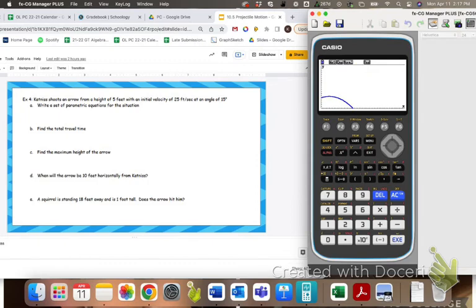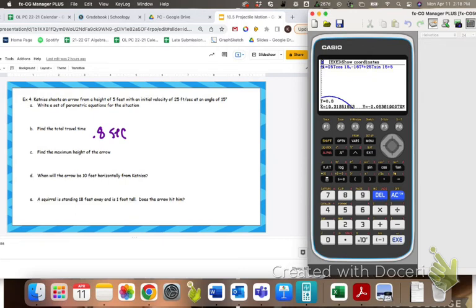All right, so for our total travel time, let's go ahead and trace and get a good estimate. Again, we're looking for when those y's become negative. Those y's are still positive, still positive, still positive, negative. So somewhere right in there between 0.79 and 0.8 seconds. Again, we're not going to get too exact right here, but we're going to be pretty close. And that's when it is going to hit the ground.